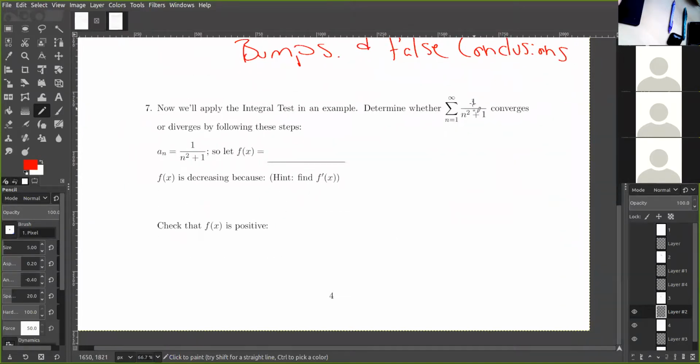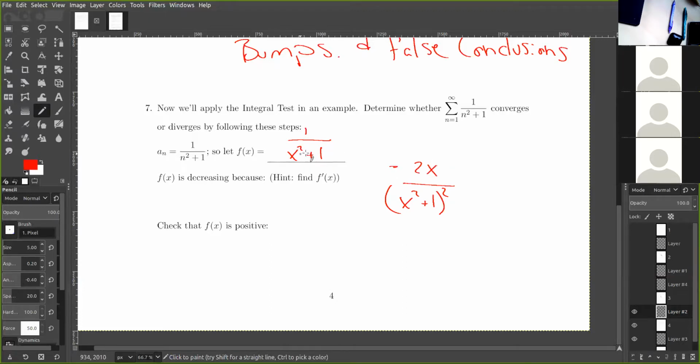Okay, so we want to determine whether the series of 1 over n squared plus 1 converges. What's the natural function to compare it to? 1 over x squared plus 1. Replace your n's with x's. f of x is decreasing because, how do I show it's decreasing? Find the derivative. So what is our derivative? Negative 1 over x squared plus 1, squared, times 2x. And of course, it would be negative.